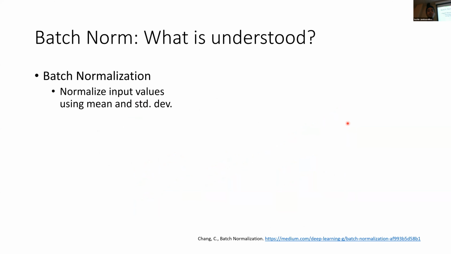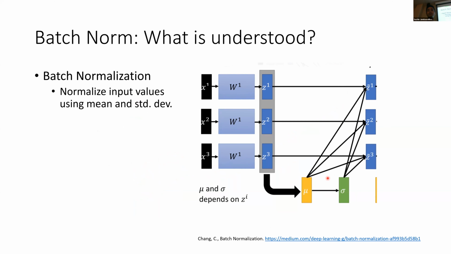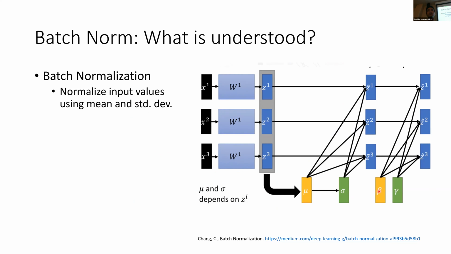So in a mathematical way, batch normalization is normalizing the input values using mean and standard deviation across each mini batch. So we get our set of input values and we pass them through certain weights. Then we get the mean and variance for this set of mini batch, and we also learn a scale term and a shift term.